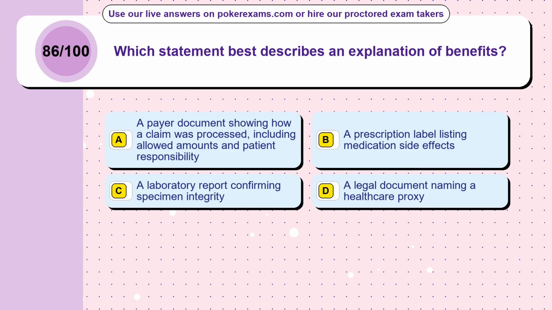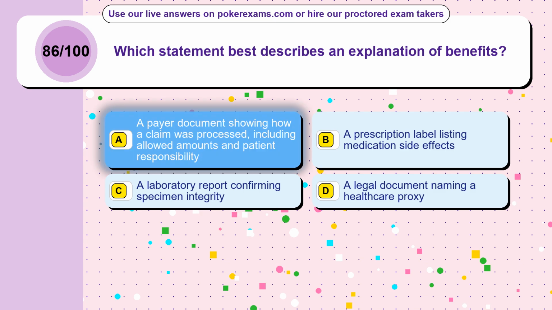Question 86. Which statement best describes an explanation of benefits? Option A. A payer document showing how a claim was processed, including allowed amounts and patient responsibility. Option B. A prescription label listing medication side effects. Option C. A laboratory report confirming specimen integrity. Option D. A legal document naming a healthcare proxy. The correct answer is option A.